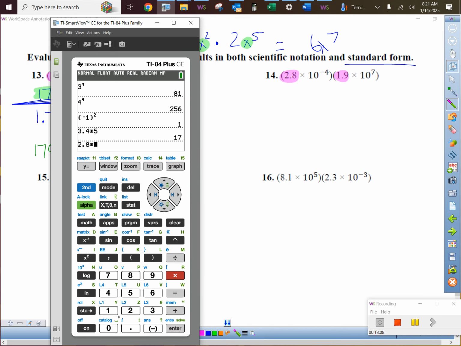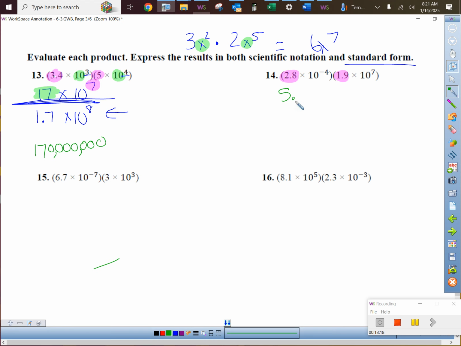2.8 times 1.9. And I got 5.32. Then I'll have times 10 to the, what am I supposed to do with these exponents right here when I'm multiplying those together? Add them up. A negative 4 plus 7 is how much? 3. And then here's the question that you got to ask yourself. Is that proper scientific notation? AKA, that number right there, is he between 1 and 10? Yes. So we're good. That is scientific notation.